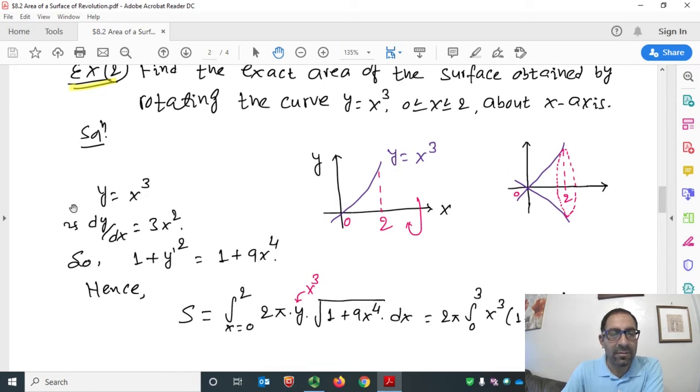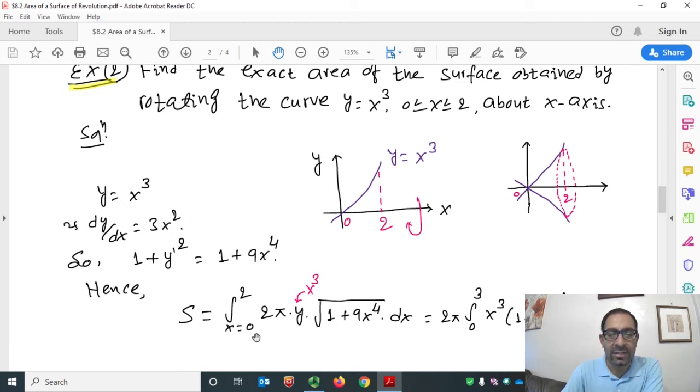First, take the derivative of the given function. So here y equals x cubed, take its derivative with respect to x, gives us 3x square. So let's compute this expression. This expression we use to compute the ds. So 1 plus y prime square equals 1 plus 9x to the power 4.